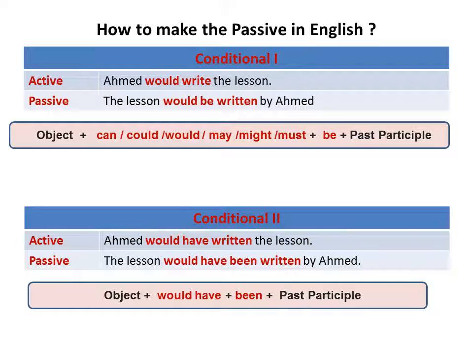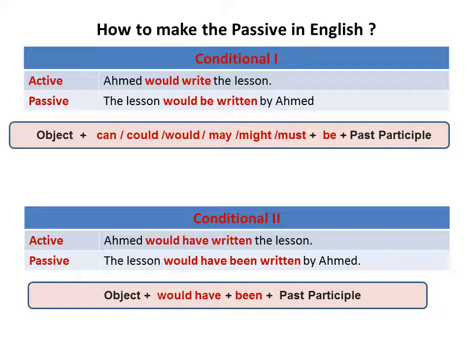Conditional 1. Ahmed would write the lesson. The lesson would be written by Ahmed. Would write, would be written. So we will start with the object, then can, could, would, may, must, or might, plus verb to be in the infinitive, plus the past participle.